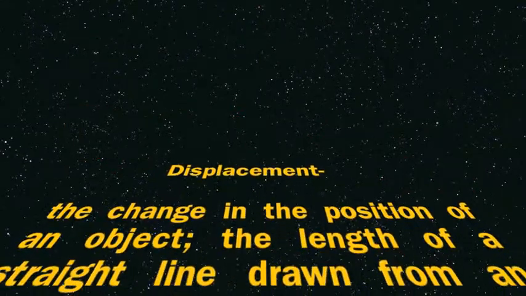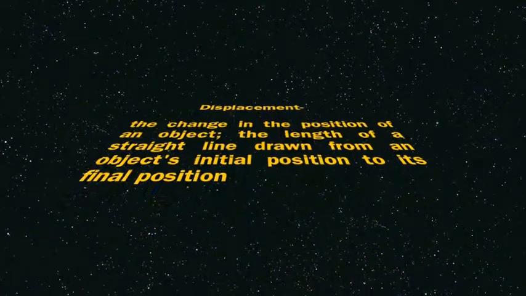Displacement is the change in the position of an object, or the length of a straight line drawn from an object's initial position to its final position. Displacement is defined by the equation displacement equals change in position, and by definition, change in position is an object's final position minus its initial position. So therefore, displacement is actually an object's final position minus its initial position.